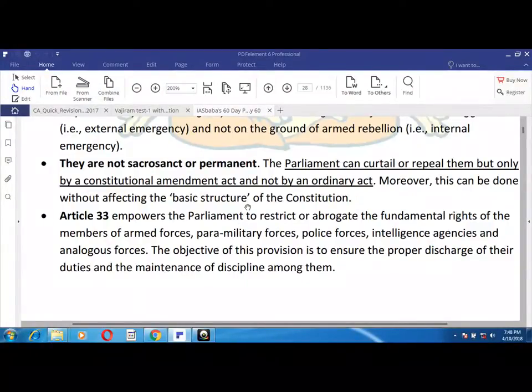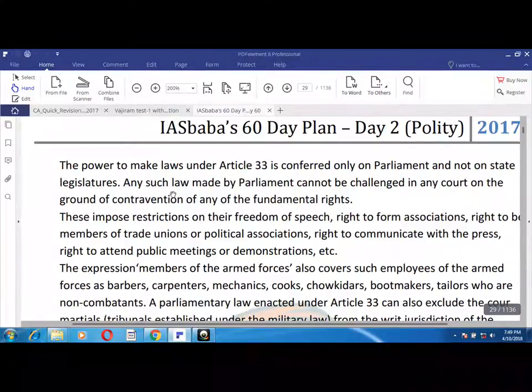Article 33 empowers the Parliament to restrict or abrogate the fundamental rights of the members of the armed forces, paramilitary forces, police forces, intelligence agencies, and analogous forces. The objective of this provision is to ensure the proper discharge of their duties and the maintenance of discipline among them. The power to make laws under Article 33 is conferred only on Parliament and not on the state legislatures. Any such law made by Parliament cannot be challenged in any court on the ground of contravention of any of the fundamental rights.